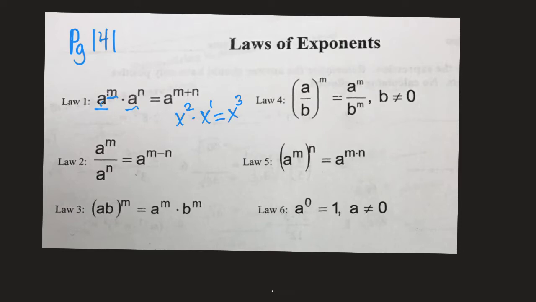And then for law 2, we have the opposite case. We have two values with the same base, and instead of adding, we are going to be subtracting. So again, if I take that x squared and divide by x, that x is to the power of 1, so we're going to take that 2 minus 1 and just get another x to the power of 1 back.